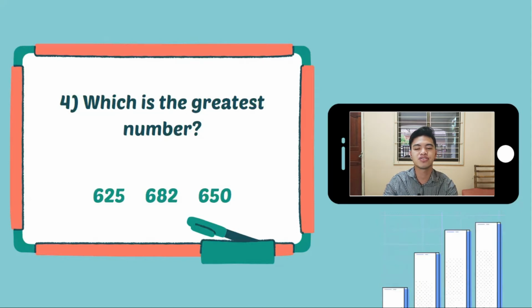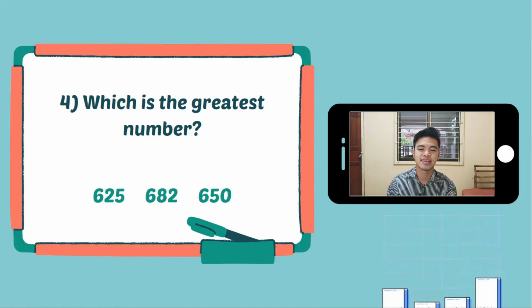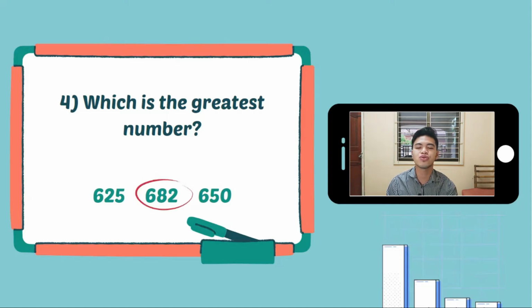For the number 4, which is the greatest number? We have the following choices: 625, 682, and 650. Which is the biggest number among all of them? The correct answer is 682. If you can see all the numbers, 682 will be the biggest of them.